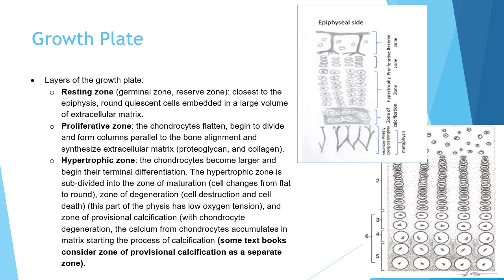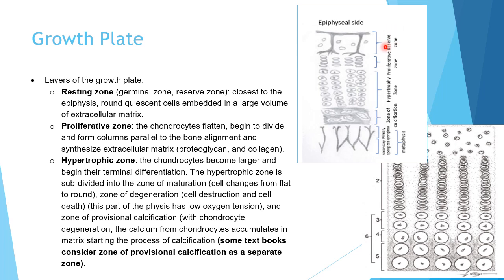So the growth plate, the physis, is only in the growing skeleton. It has three main layers: the reserve zone, and this is towards the epiphyseal area, the zone of proliferation, and the hypertrophy zone. The hypertrophy zone is subdivided into zone of maturation, degeneration, and provisional calcification. The zone of provisional calcification is towards the metaphyseal area.